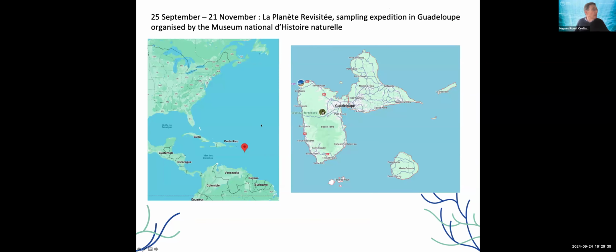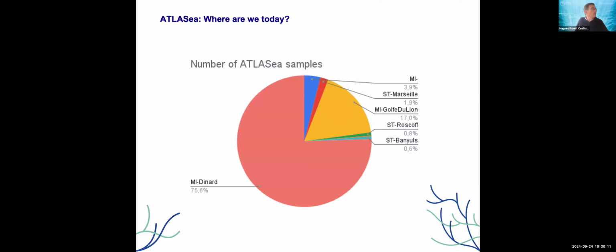So tomorrow a whole expedition will go to Guadeloupe in the Caribbean here. Guadeloupe is made of several islands, and the largest island has already been well explored by the National History Museum, but the 3 smaller islands here have not. And so the expedition will focus on these 3 here, sampling marine specimens during 2 months and bringing them to Paris.